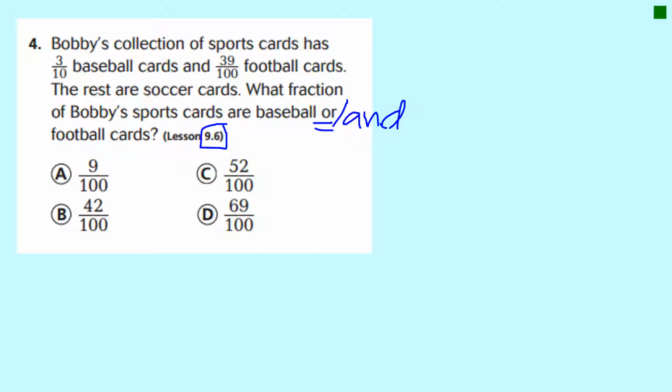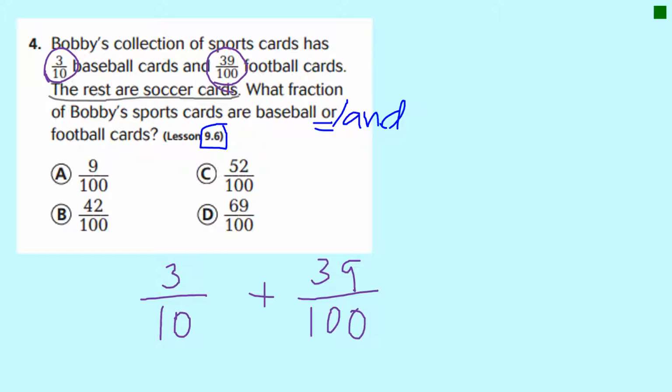Okay, and what are they doing here? What are they trying to do to us here? The rest are soccer cards. They're just messing with us, aren't they? There is nothing in here about soccer cards. That's just information we don't need, and that happens sometimes, right? They just throw something in there like that. So we are combining the baseball cards, which is 3/10 of them, and the football cards, which is 39/100 of them. So when you just put 2 sets together, that is adding. Right, guys? Just combining these sets of Bobby's cards.